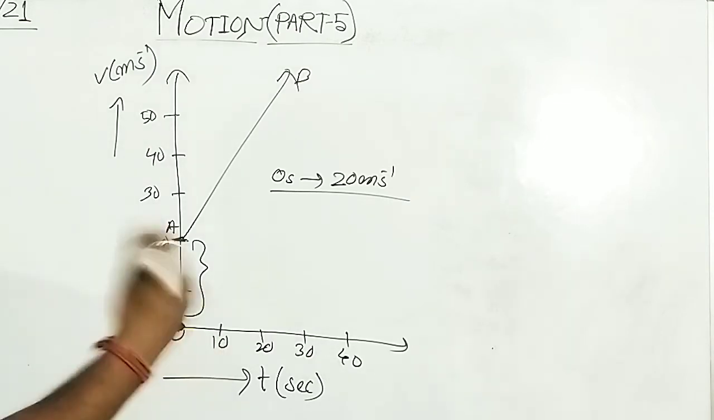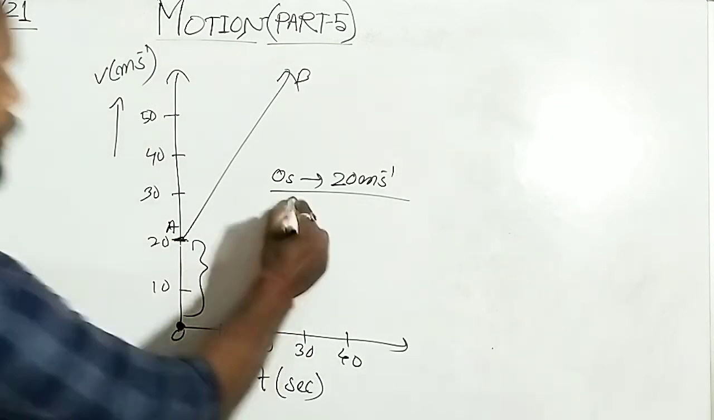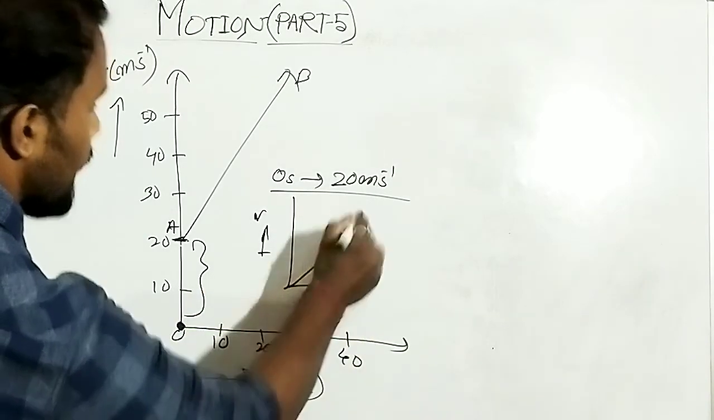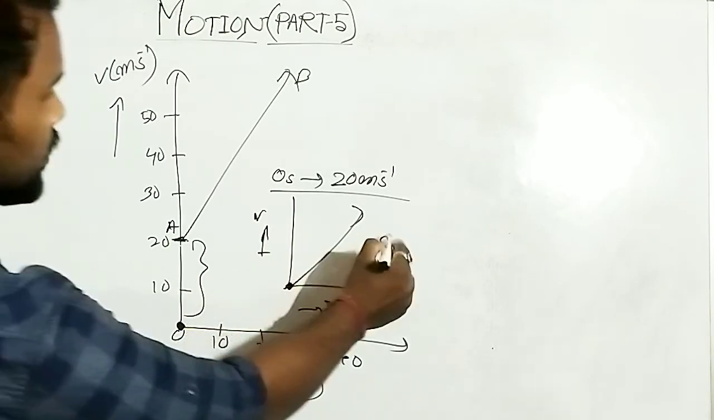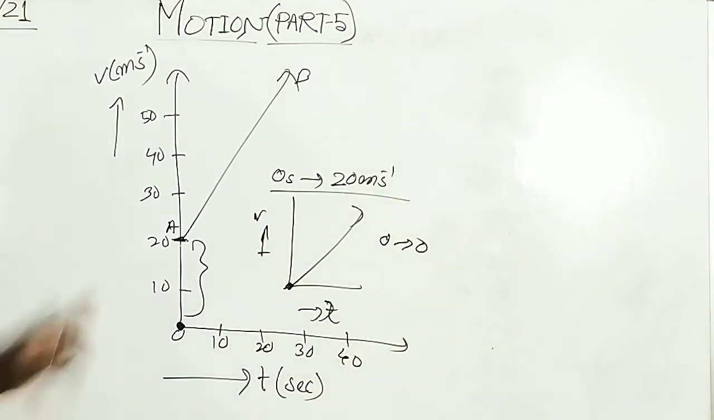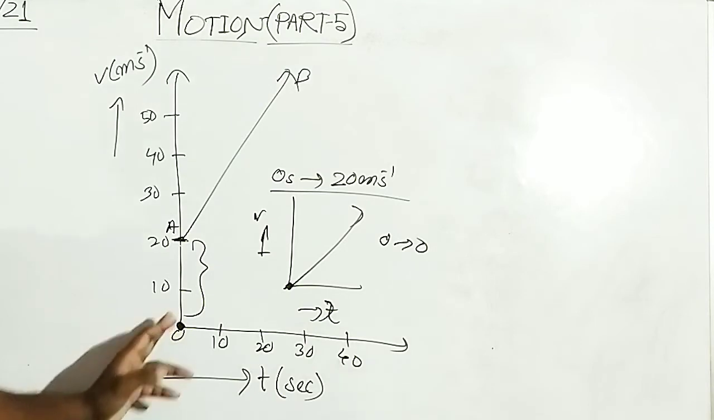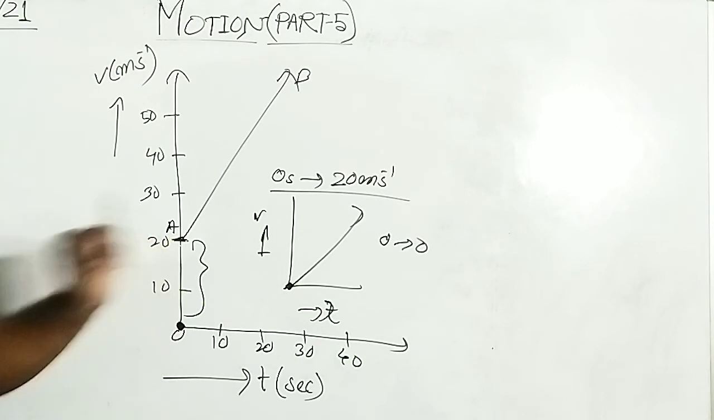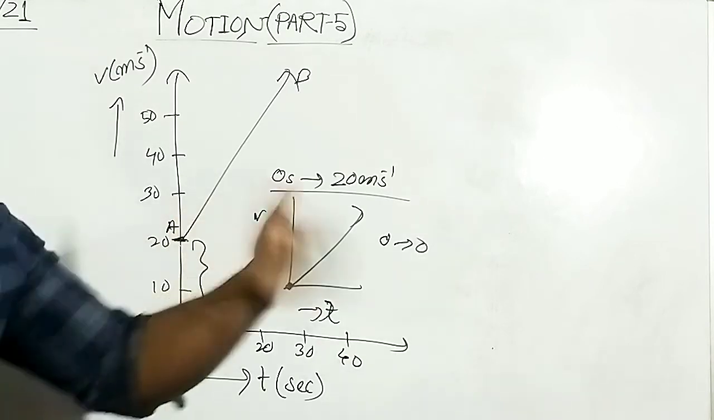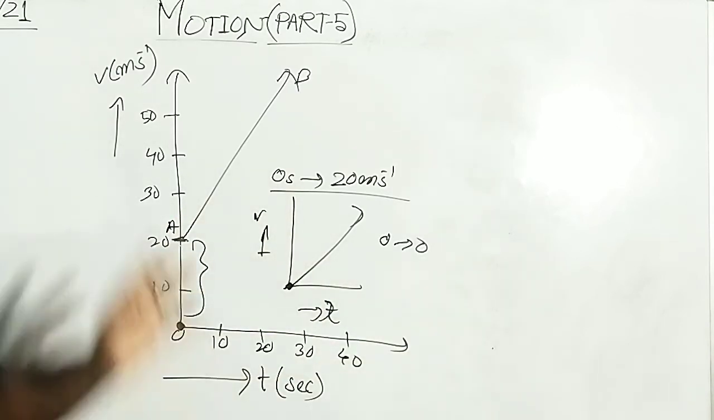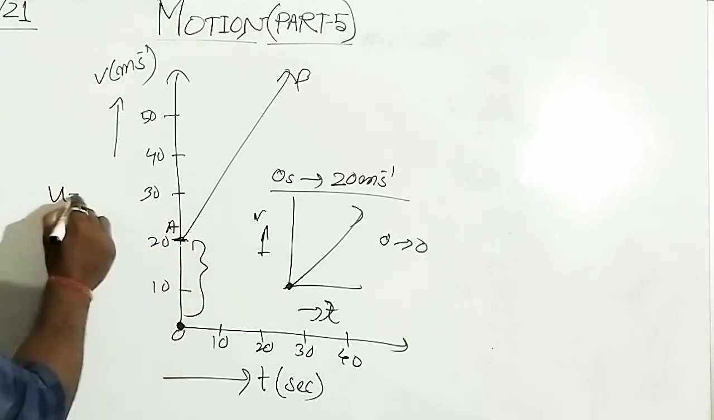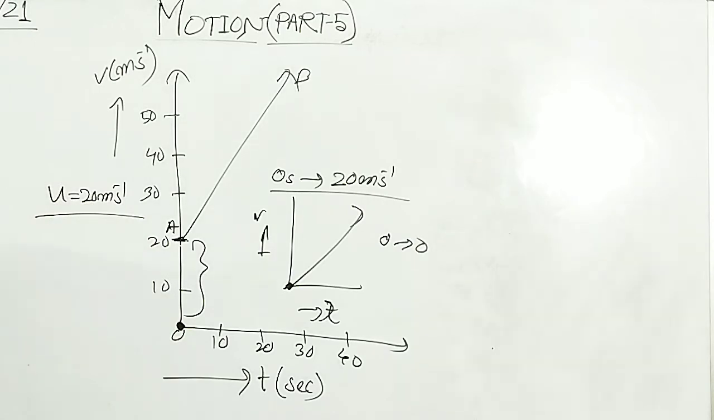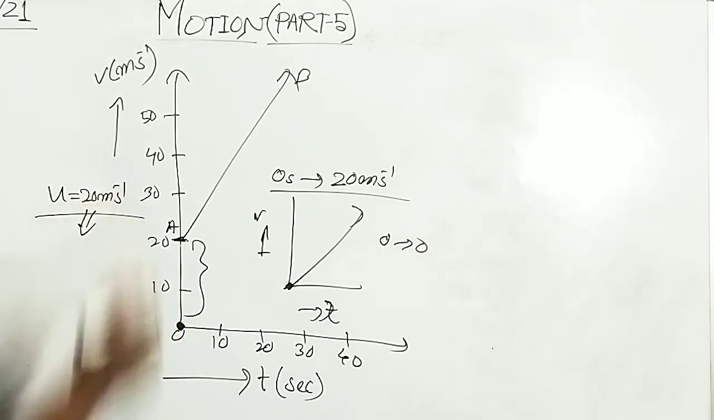In many graphs I have drawn the velocity time graph like this. This is velocity, this is time. In that case, at 0 the velocity used to be 0. But in this graph, at 0 second, or 0 hour or whatever you want, it is already having velocity. That means the car is already in motion, and its initial velocity is u equal to 20 meter per second. So this is the main correct answer.